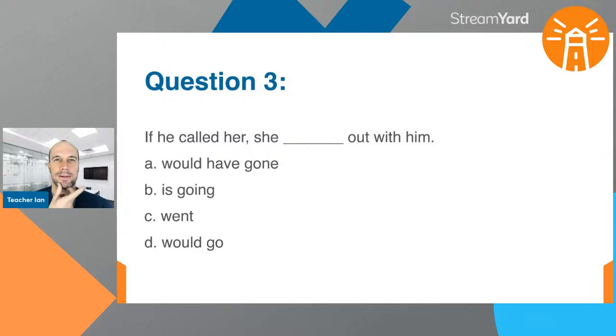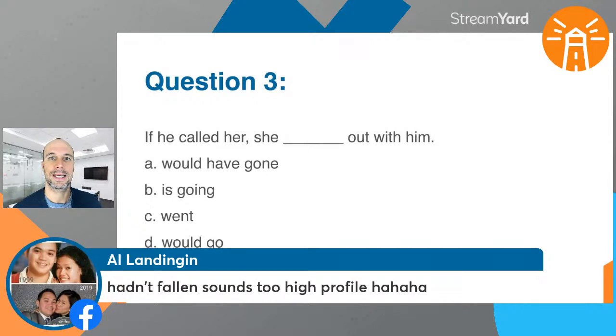How about this one? If he called her, she something out with him. Would have gone, is going, went, or would go. And what's Al saying?